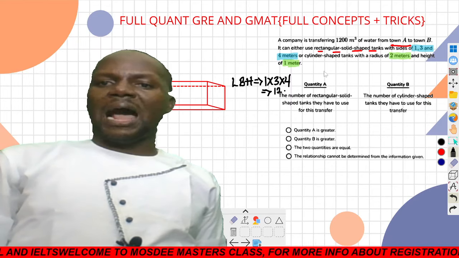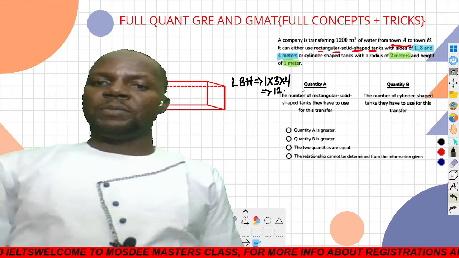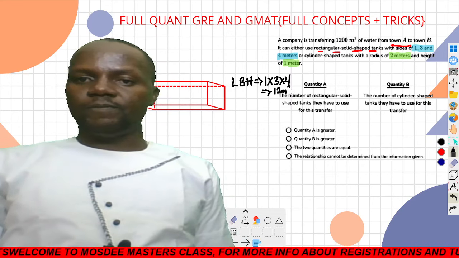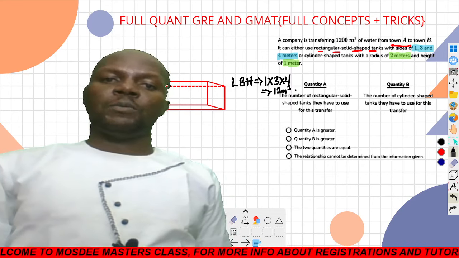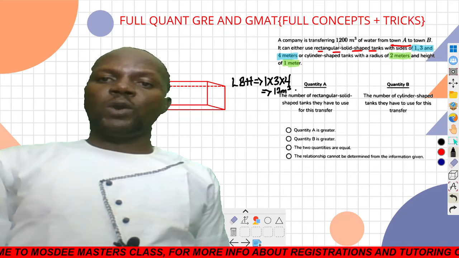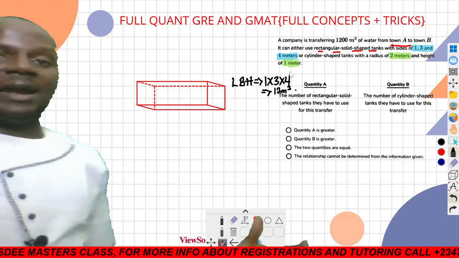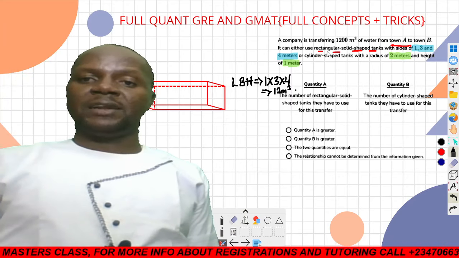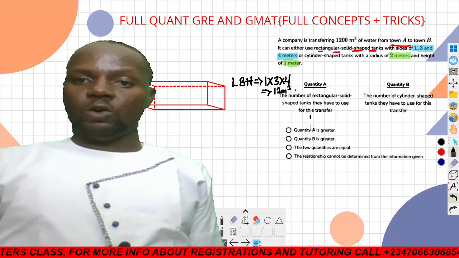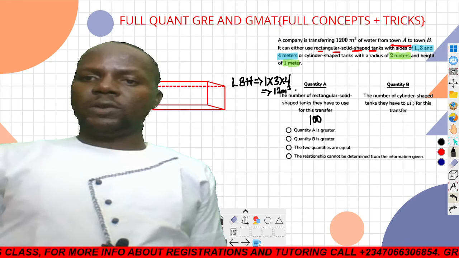So 12 meter cube out of 1,200. How many of it are they going to fill? That is 1,200 divided by 12 meter cube. When you divide 1,200 by 12, that is 100. So 100. Let's just see the second one.